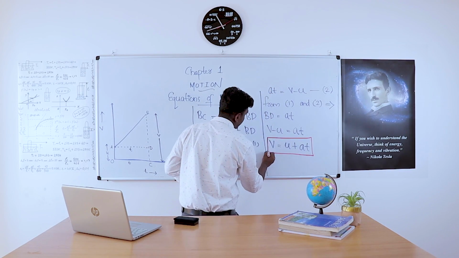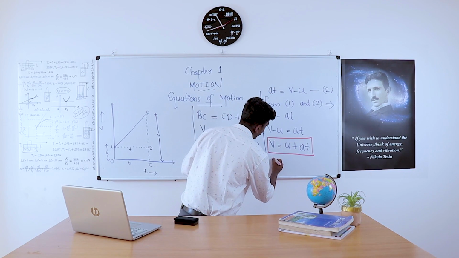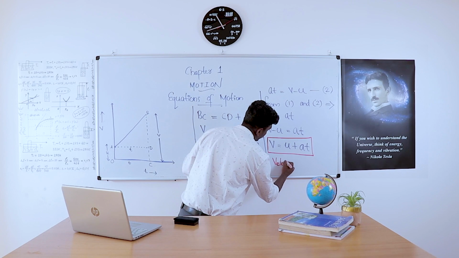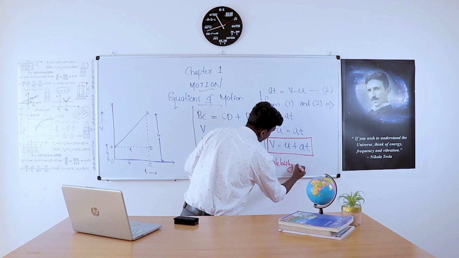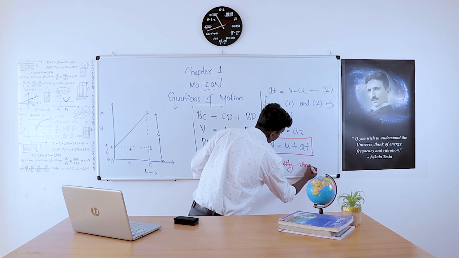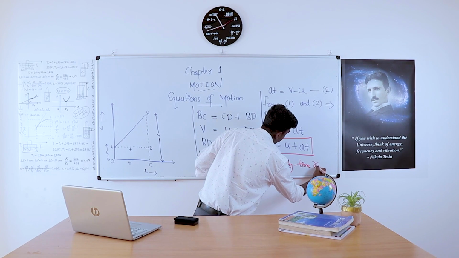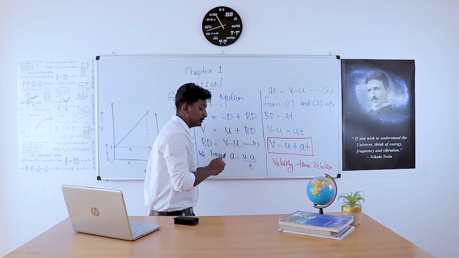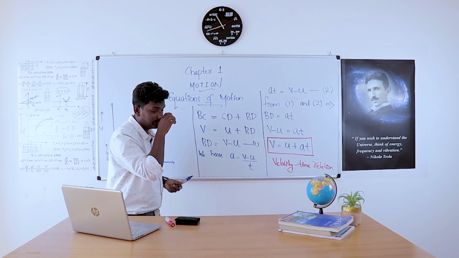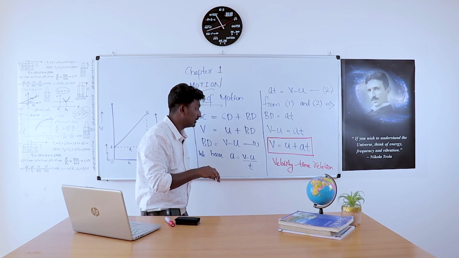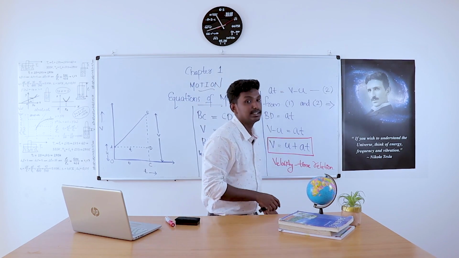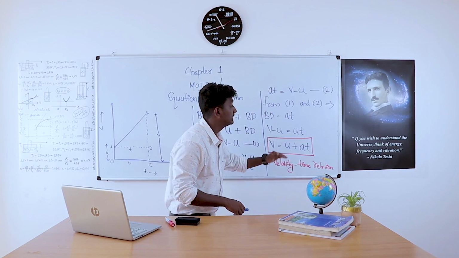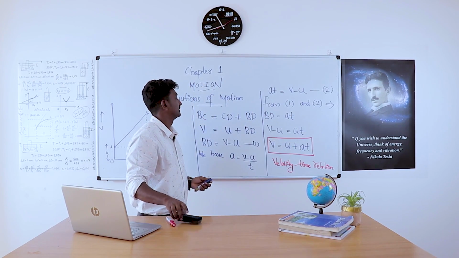This is called the velocity time relation. This is the first equation of motion. We just derived it from the graph: V is equal to U plus AT, and this is called the velocity time relation.